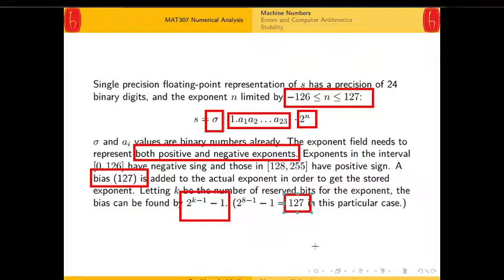Okay, so say the stored exponent in the machine is, for example, 130. Then the actual exponent will be 130 minus 127, which is 3. So this means the exponent 3 is represented in the machine as 130.